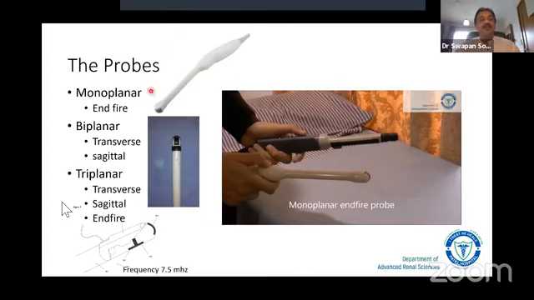So the probes are basically of two kinds, the monoplanar probe and the multiplanar probes. The multiplanar probes are further of two types, the biplanar probe and the triplanar probe.